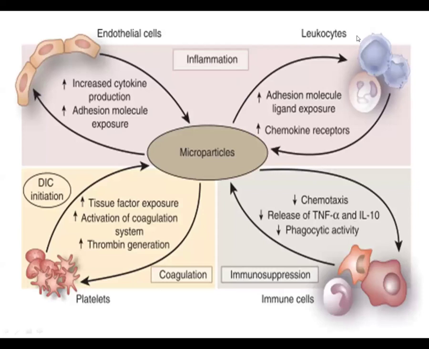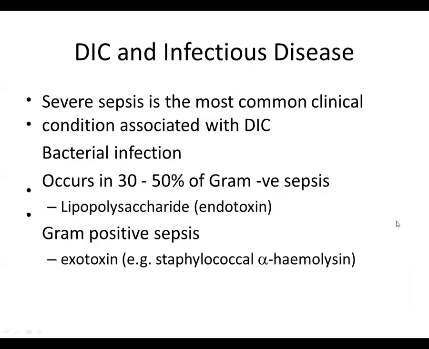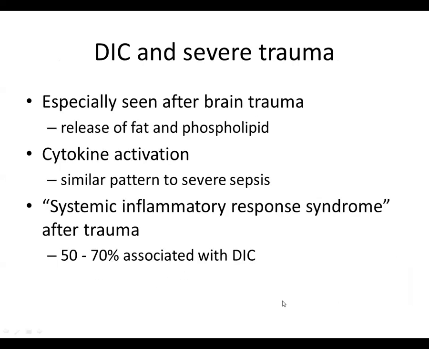Here you can see the endothelial cell activity that leads to inflammation and activation of all these factors. Associated clinical features that may lead to DIC: sepsis or secondary trauma, cancer, obstetrical complications, vascular hemangioma, aortic aneurysm, reaction to toxins, immunological disorders. DIC and infectious diseases: severe sepsis is the most common clinical condition associated with DIC, bacterial infection, gram-negative sepsis, lipopolysaccharide responsible for causing the shock, gram-positive sepsis, exotoxins which may lead to a shock-like condition.